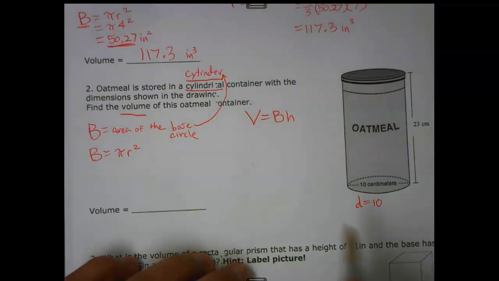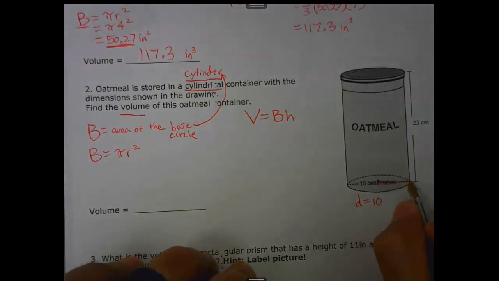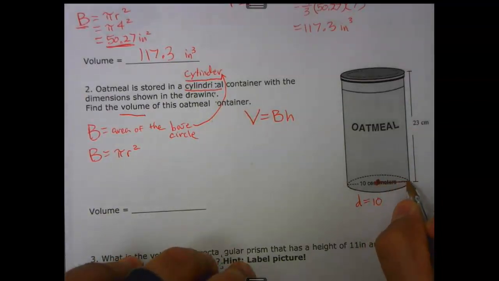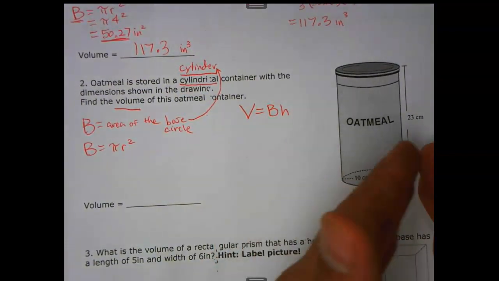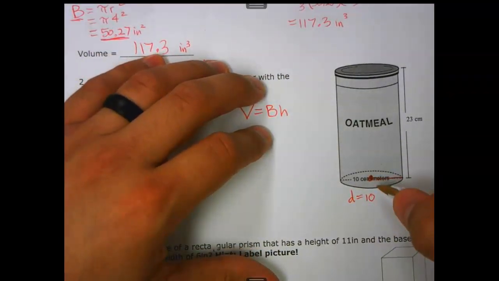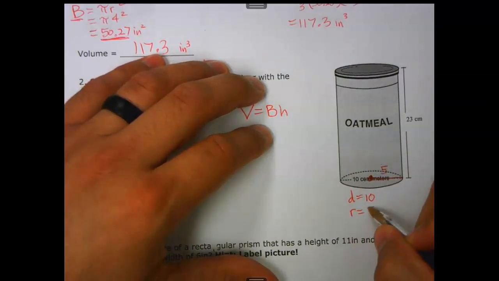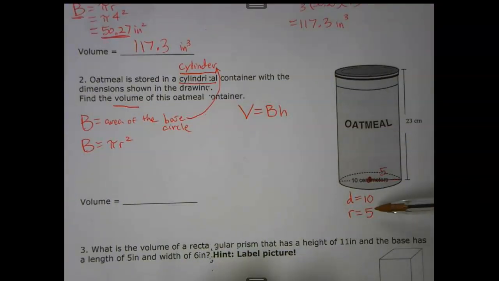Here's the question: what's r? Look at my picture. R is not 10. Please understand, 10 all the way across is not the radius. I need to know from the center to the edge. If all the way across is 10, and the radius is halfway, I need to find half of 10. What's half of 10? 10 divided by 2, so the radius is 5. Please don't forget to cut that diameter in half to get the radius.